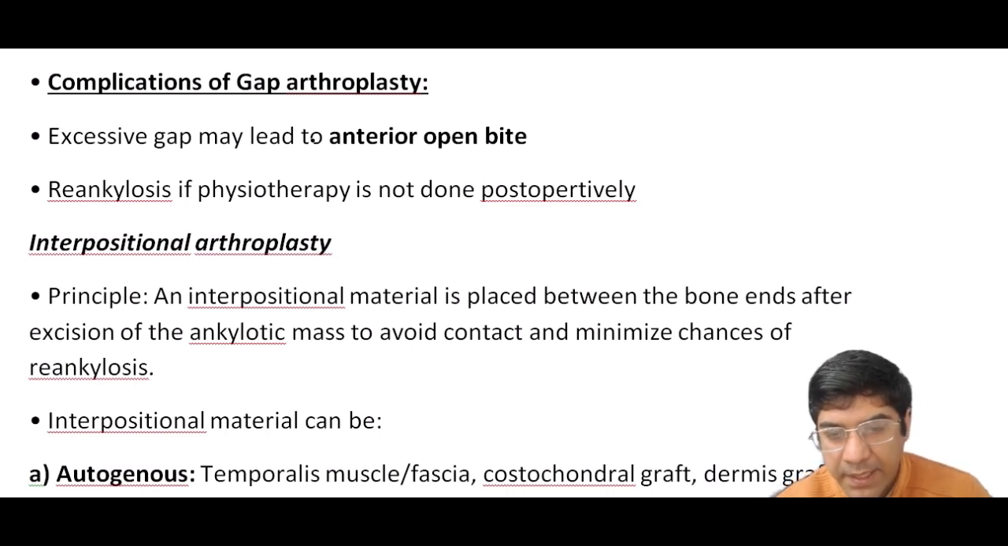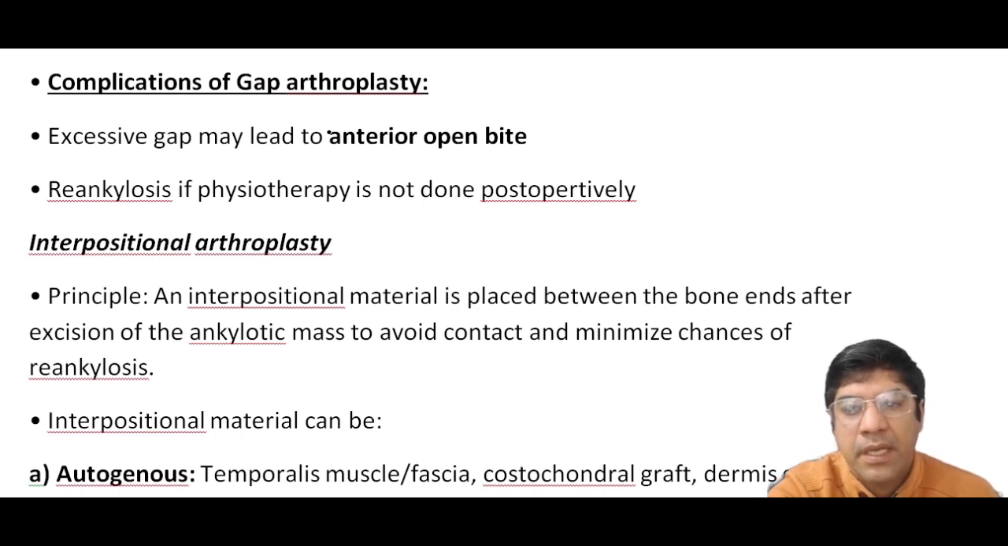The third is the interpositional arthroplasty. In interpositional arthroplasty, experts suggested that placing something between the cut surfaces would reduce the re-ankylosis, refusion. So similar to the gap arthroplasty, a gap is made between the cut bone surfaces, and additionally a barrier is placed between these surfaces to minimize the recurrence risk.